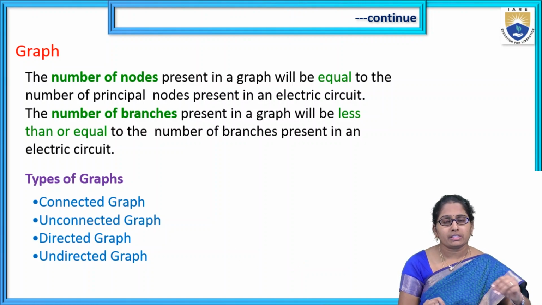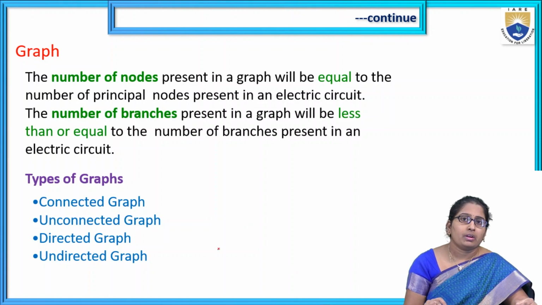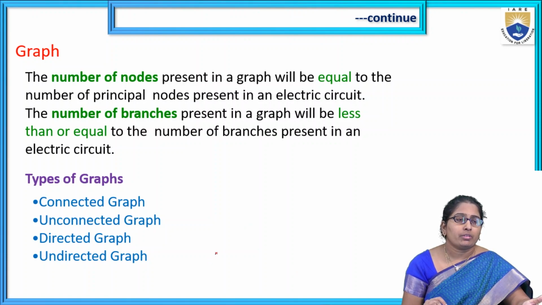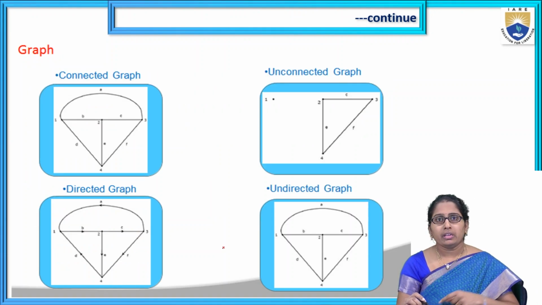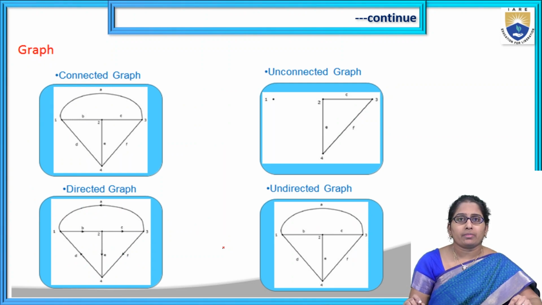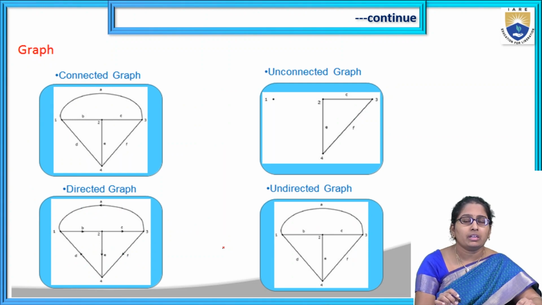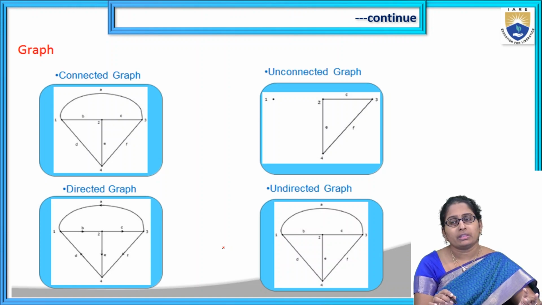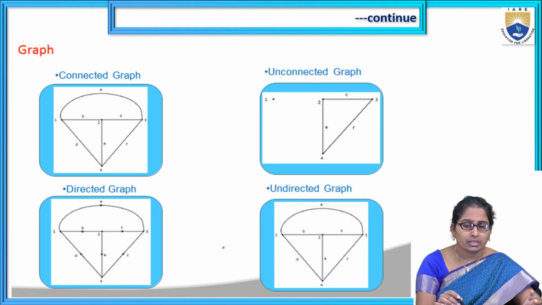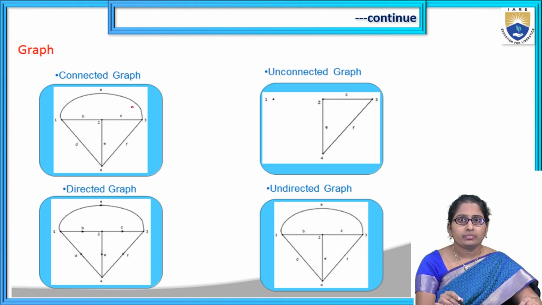Now coming to the next thing, types of graphs. There are varieties of graphs, which are connected graph, unconnected graph, directed graph, undirected graph. What is meant by connected graph? You can see the first picture on the left side on the top. Connected graph means all the nodes are connected with the branches. That is called connected graph.